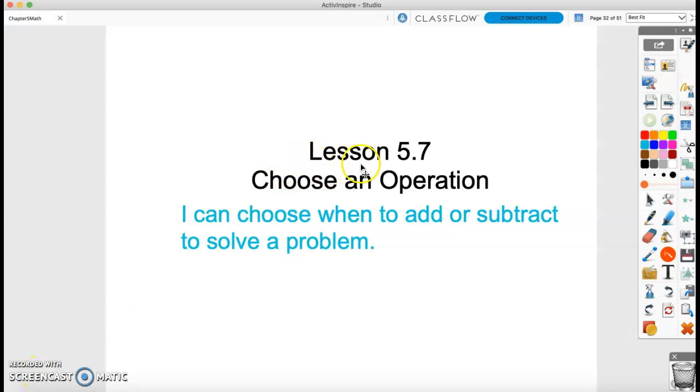This is Math Lesson 5.7, Choose an Operation. At the end of this lesson, you should be able to say, I can choose when to add or subtract to solve a problem.